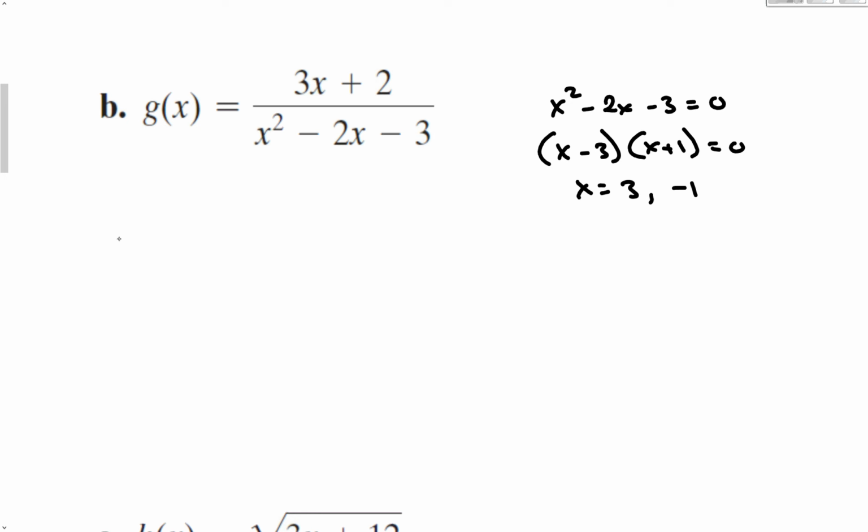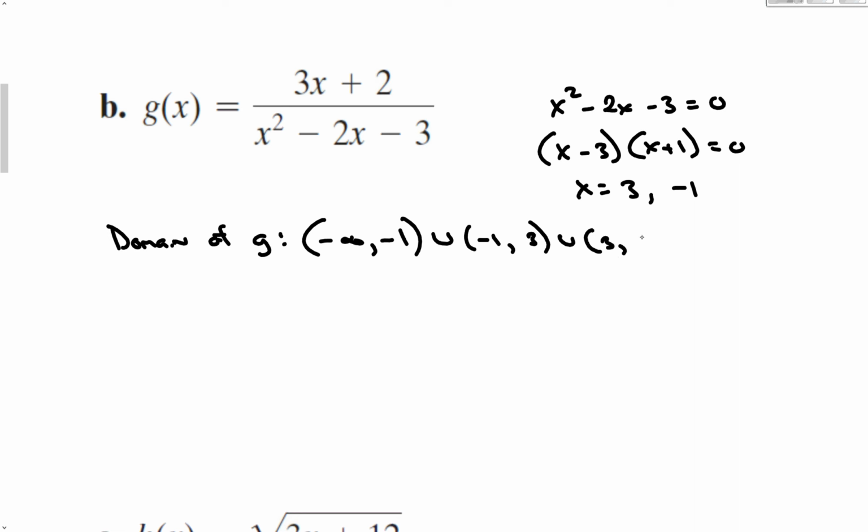And I'm going to write this with interval notation. So I'm going to say the domain of G is, always start from the left, negative infinity to negative 1. I then want to skip over negative 1, so I use a parenthesis. Union from negative 1 to 3. I want to skip over 3. Union 3 to positive infinity. And there's the domain of this function. All real numbers except for negative 1, which I skip over, and 3, which I skip over.